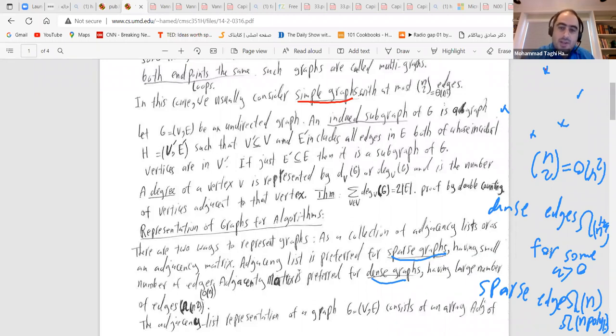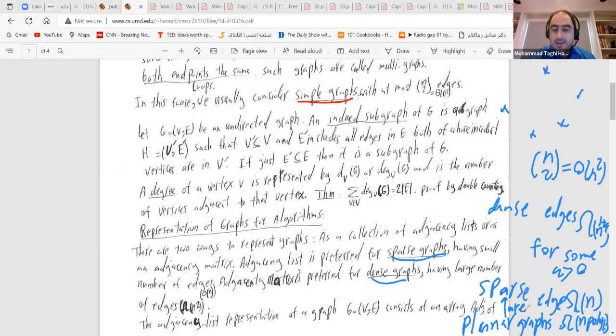The graphs that I mentioned, the graphs that you can draw on a plane without any crossing, are called planar graphs. And actually, planar graphs are sparse graphs. So planar graphs are sparse. Good.